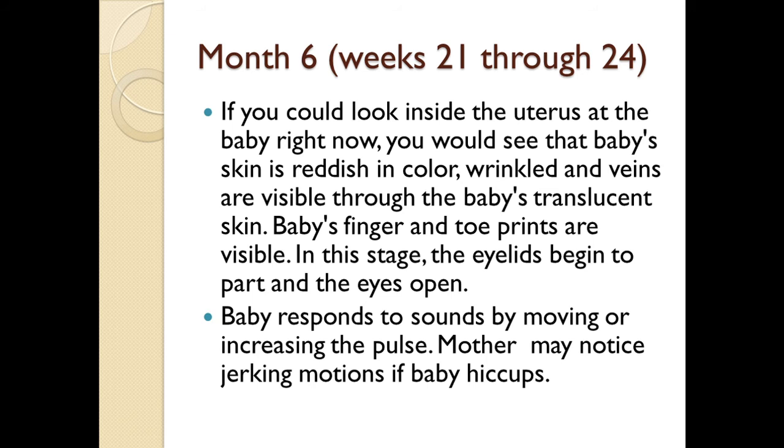In the 6th month, if you could look inside the uterus at the baby right now, you would see that the baby's skin is reddish in color, wrinkled, and veins are visible through the baby's translucent skin. The baby's finger and toe prints are visible. In this stage, the eyelids begin to part and the eyes open. The baby responds to sounds by moving or increasing the pulse. In this month, the mother may notice jerking motions if the baby hiccups.